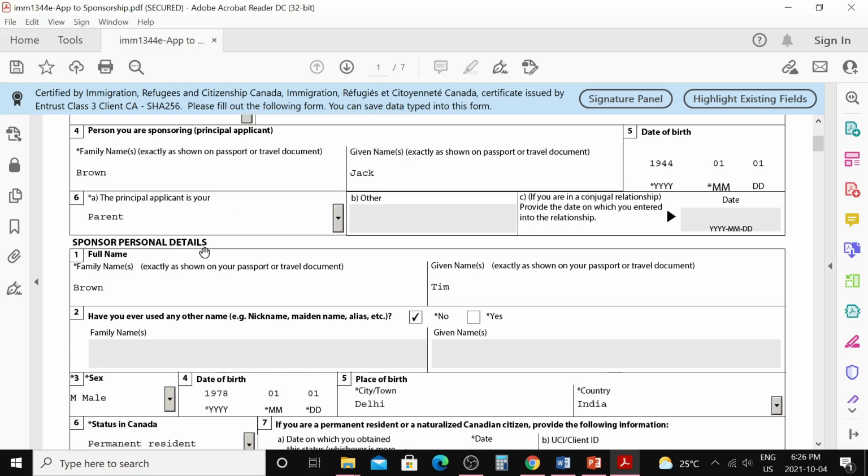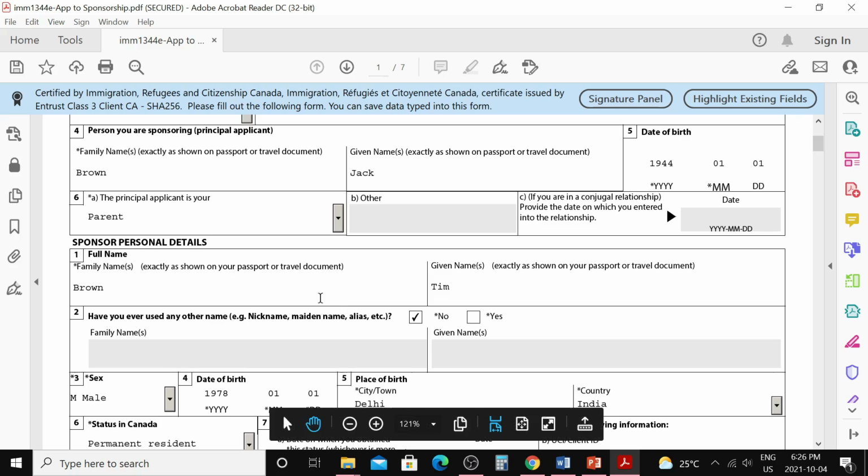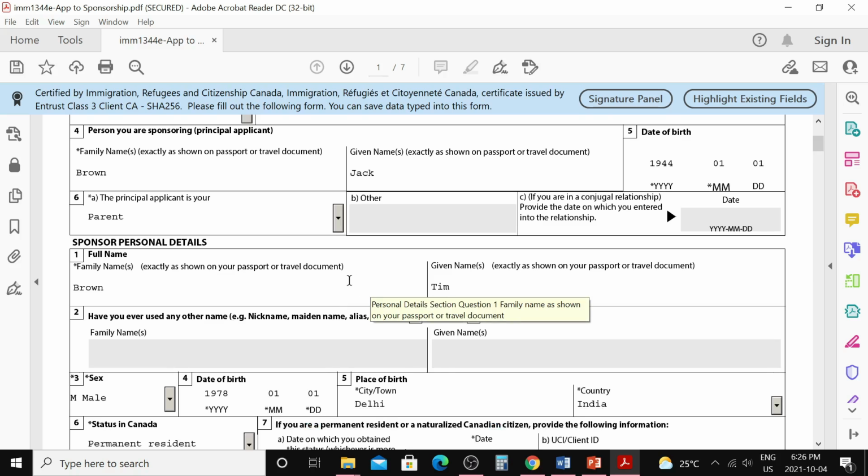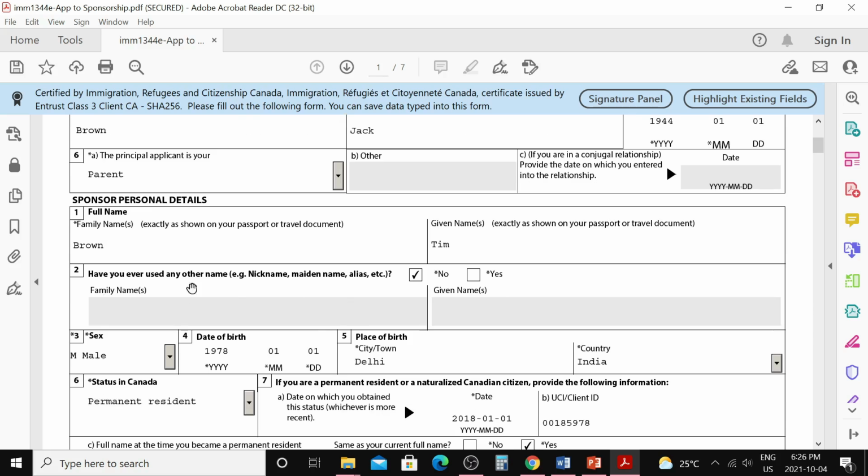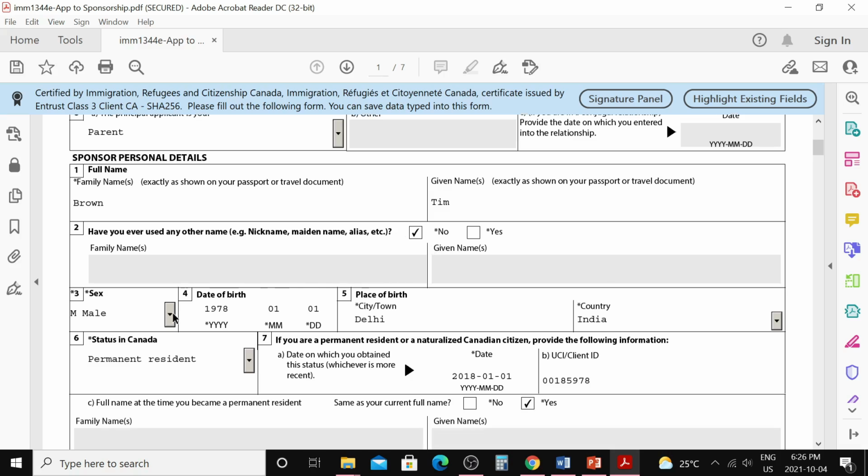Next, sponsor's personal detail. Now you need to fill in the information about the sponsor who lives in Canada and wants to sponsor their parents. Again, the same rule applies to the sponsor's name. If you have both the family name and given name on your passport, you can write it like that. Otherwise, you can write the full name in the family name and leave the given name blank again. Have you ever used any other nickname? You can say yes if you used one, and you can provide that name here. Otherwise, say no. Then you need to provide your gender, male or female, date of birth of the sponsor, place of birth and country of birth.